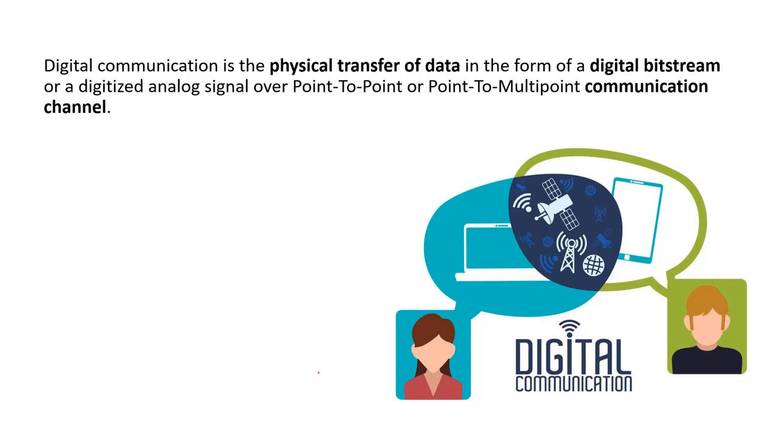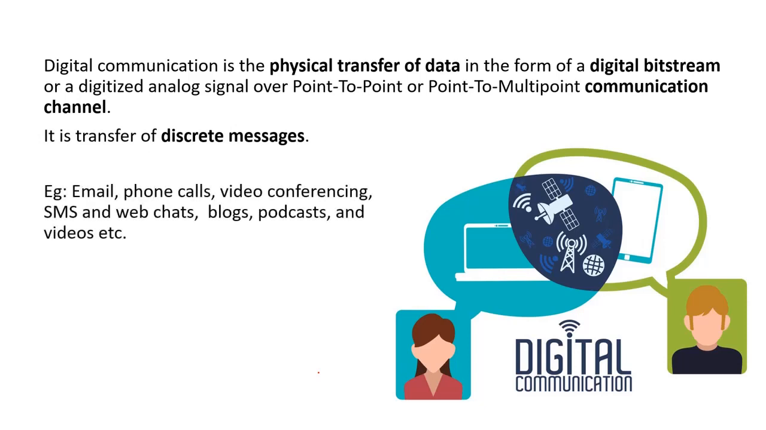Digital communication is a physical transfer of data from one point to another, and this transfer of data takes place as a digital bit stream, as a digital signal, over a channel from one point to another or from a point to a multi-point over a communication channel. And here the messages transferred are discrete messages. Everything we use today, such as emails, phone calls, video conferencing, instant messaging such as SMS or web chats, even the blogs, podcasts, the videos we watch, etc. come under digital communication.